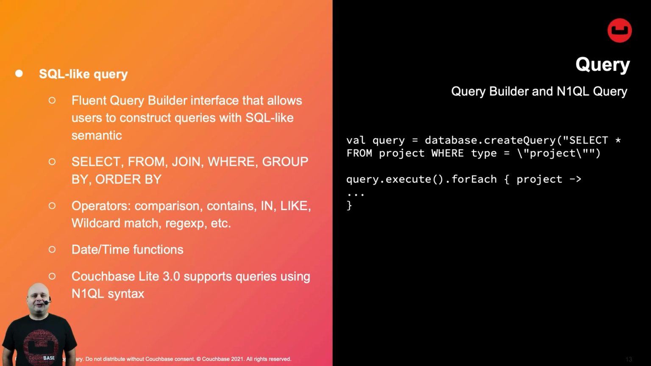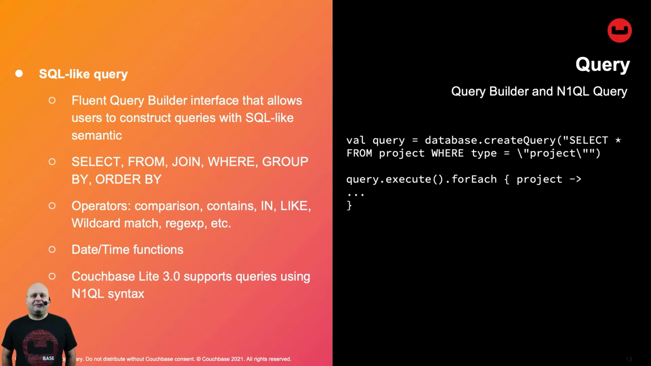Couchbase Lite supports a SQL-like query using one of 2 options. The first option is to use a fluent query builder syntax that allows you to construct queries. The second option, new in Couchbase Lite 3.0, uses the N1QL syntax to query the database. For more information on N1QL queries in Couchbase Lite, I recommend you check out the Connect Talk, Introduction to N1QL for Mobile: Enhanced Queries for Couchbase Lite.